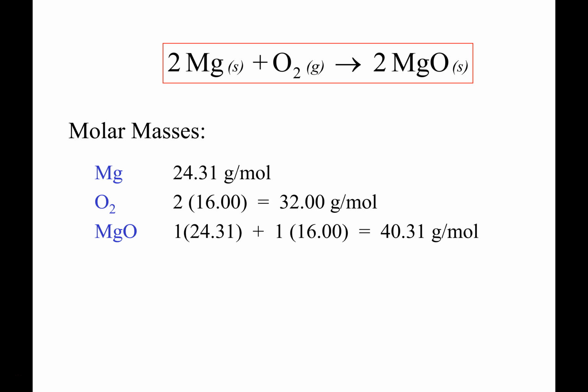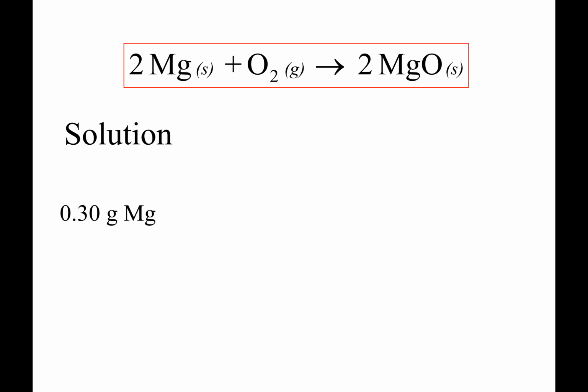For O2, you take 2 times 16.00, so you're looking at 32.00 grams per mole for molecular oxygen. And then for magnesium oxide, you take 24.31 plus 16.00, and you get 40.31 grams per mole. So a lot of times when I'm doing stoichiometric calculations, I'll usually say MM of Mg, MM of O2, MM of MgO. So working ahead. All right. So the first term is going to be that 0.30 grams of magnesium over 1.